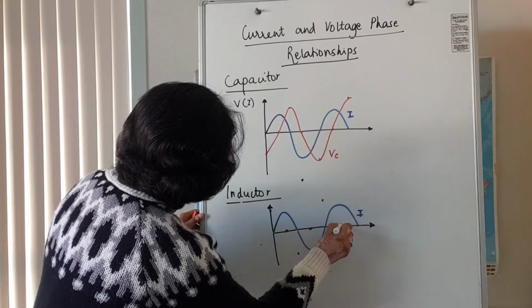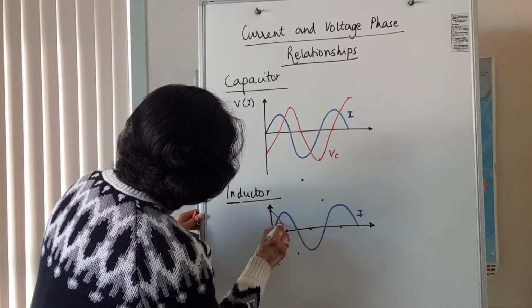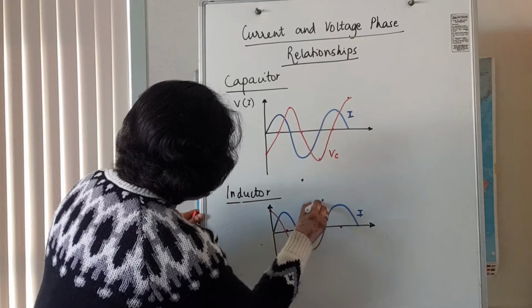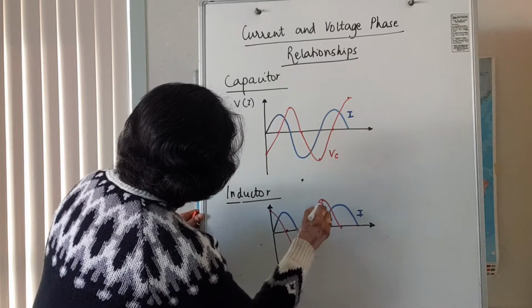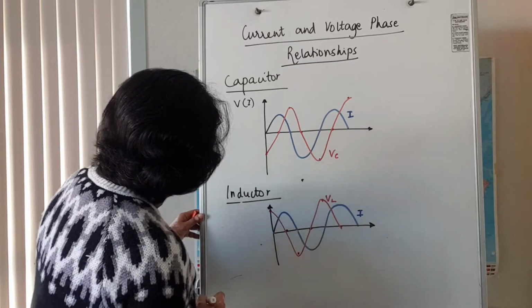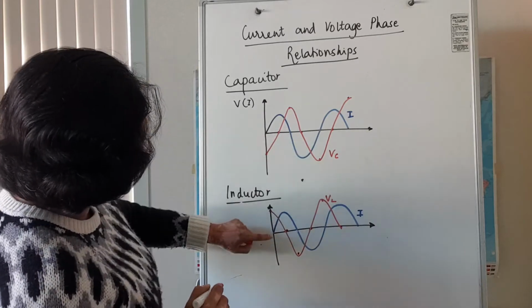So this red line, oh sorry, I forgot to change the color. This red is the voltage across the inductor here. So it's kind of different for both of these.